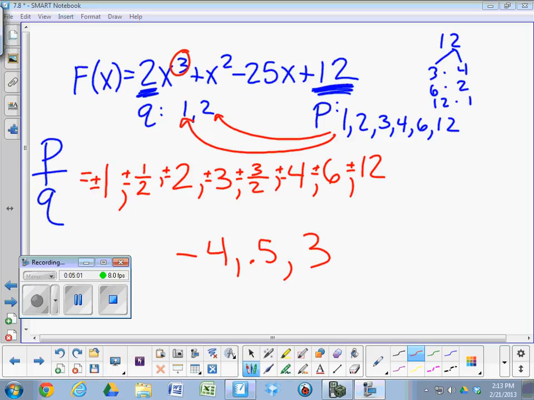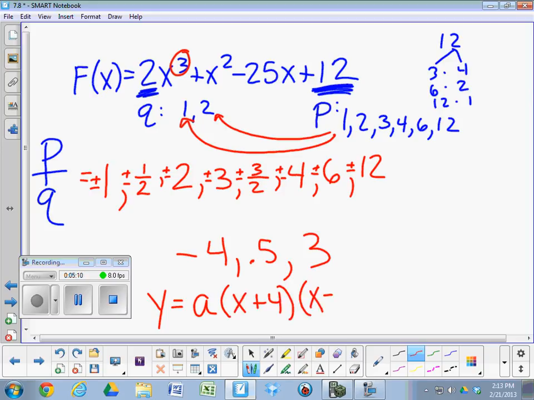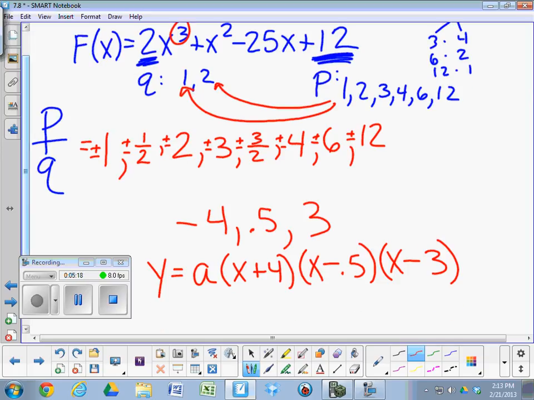Okay, so this means that the equation factors to, we don't know a, but it's x plus 4, x minus 0.5, and x minus 3. Your next step will be to solve for a to figure out what the dilation is. Have that done for tomorrow.